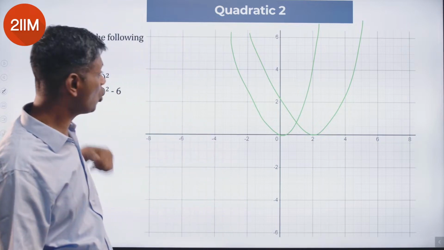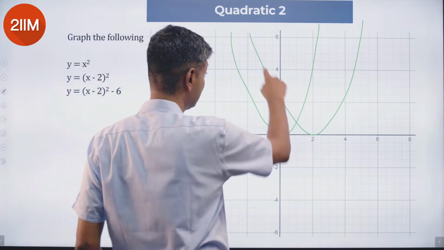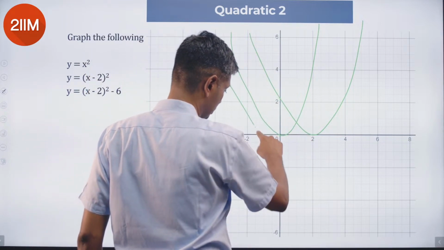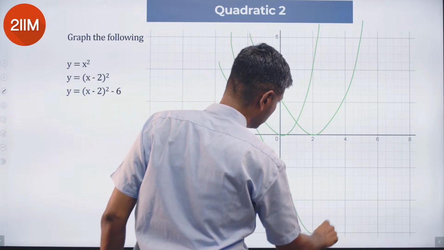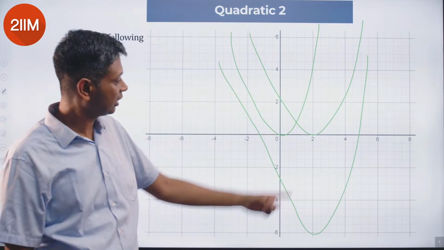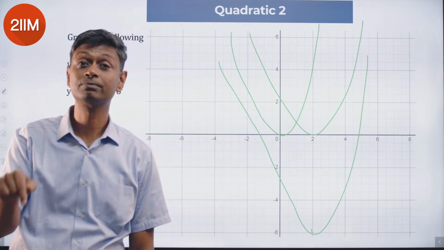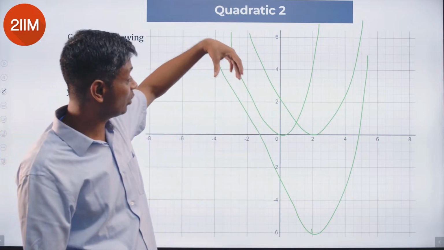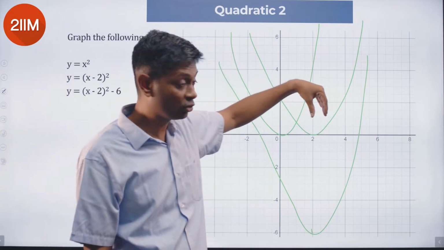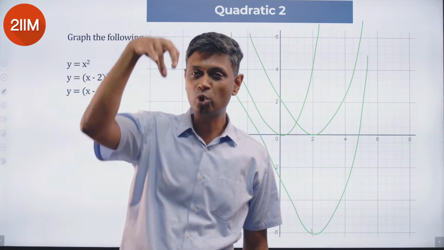So x minus 2 whole square minus 6. What will that be? Take this and say, hey, nice. Push it down. Take this, push it down. This is x minus 2 whole square. This is x minus 2 whole square minus 6. Y equal to x square, y equal to x minus 2 whole square, y equal to x minus 2 whole square minus 6. Whole graph gets pushed down.